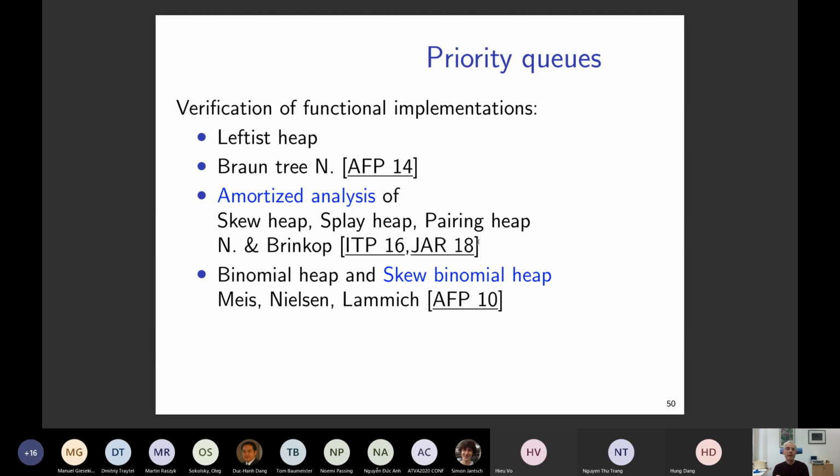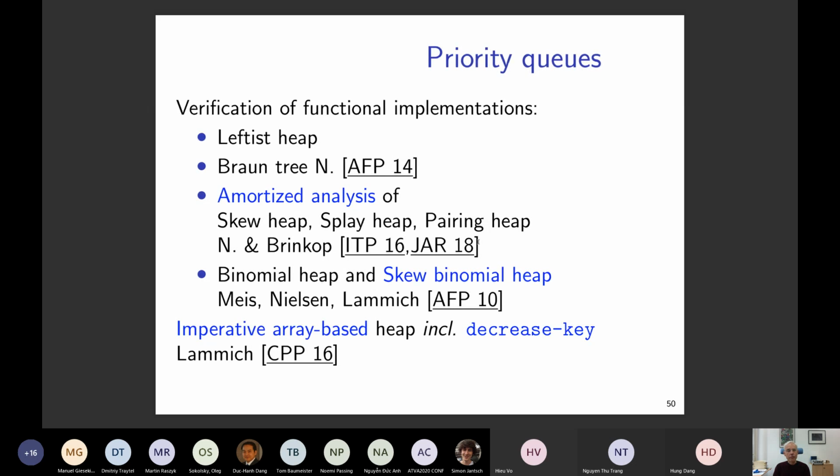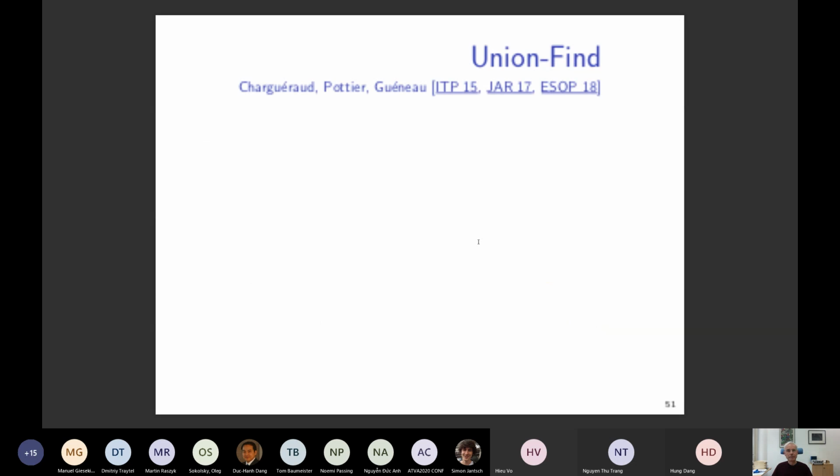Now, all of these priority queues that have been verified are without a decrease key operation. In order to remedy that, Lammich also used an imperative array-based heap implementation, including the decrease key, and verified that one. And so I think we have really covered quite a lot of the standard literature on priority queues, including this tricky decrease key operation.